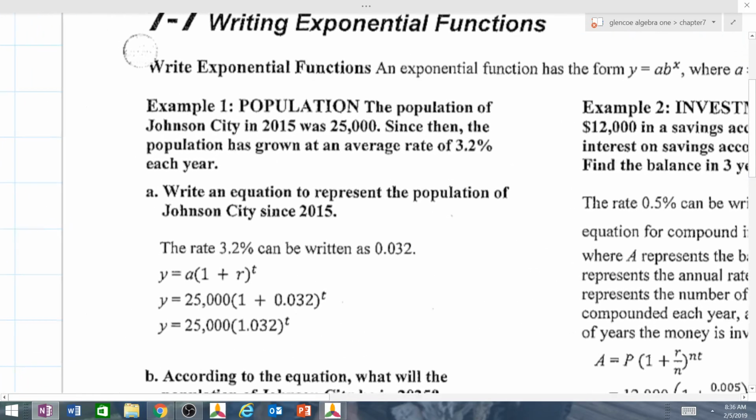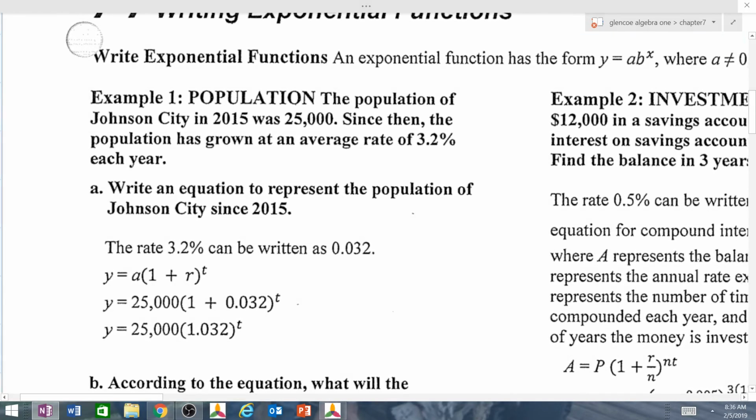The population of Johnson City in the year 2015 was 25,000. Since then, the population has grown at an average rate of 3.2% each year. Write an equation to represent the population of Johnson City since 2015. So basically, right now what they're asking is for us to just go ahead and write an equation. They're not asking us to find what the population is in a certain year. That will be part B of the question.